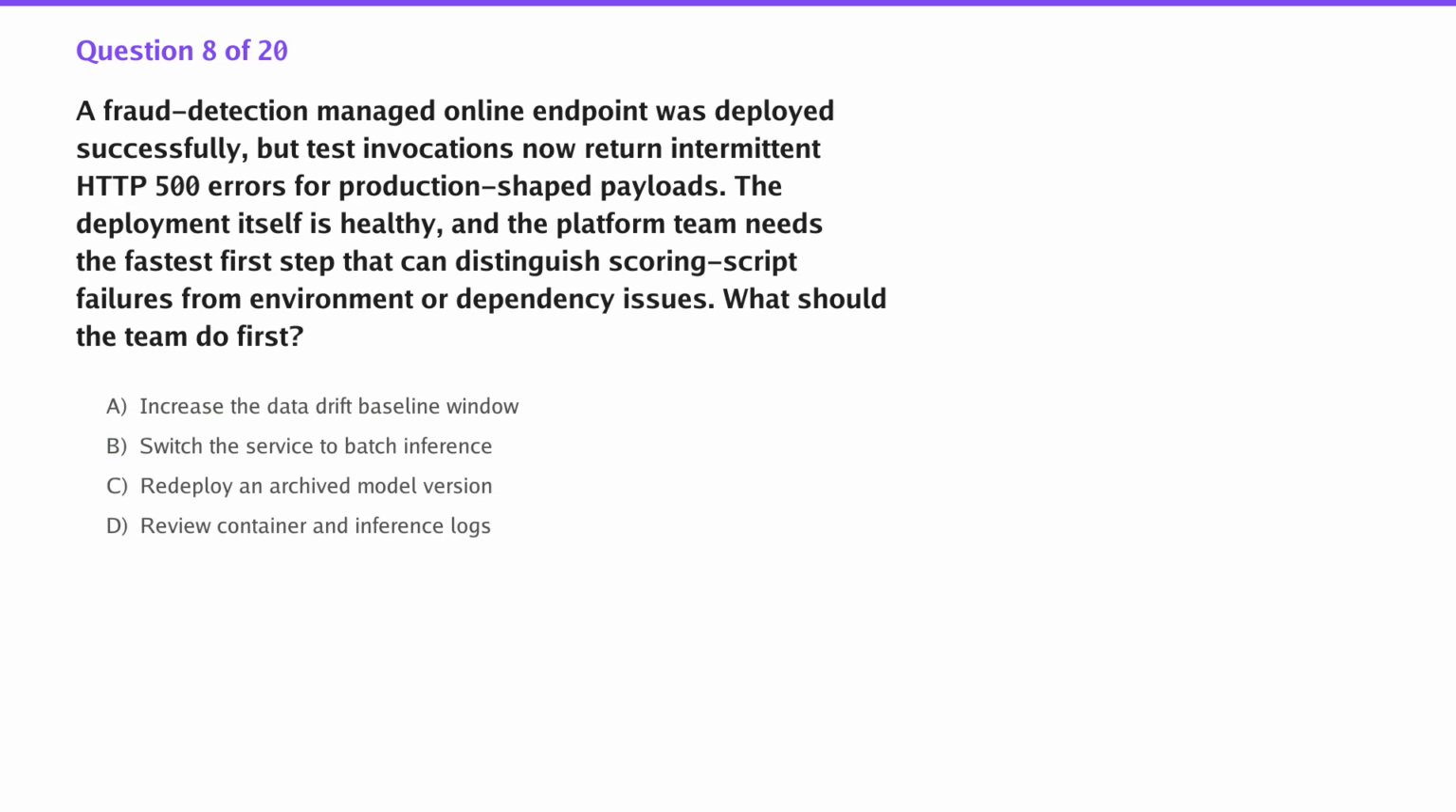A fraud detection managed online endpoint was deployed successfully, but test invocations now return intermittent HTTP 500 errors for production-shaped payloads. The deployment itself is healthy, and the platform team needs the fastest first step that can distinguish scoring script failures from environment or dependency issues. What should the team do first?